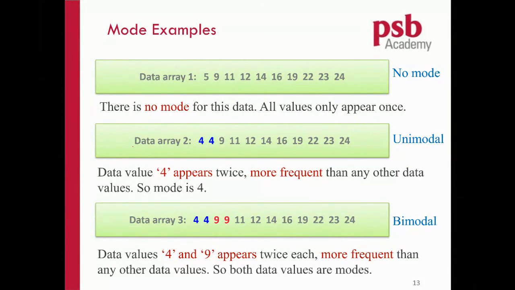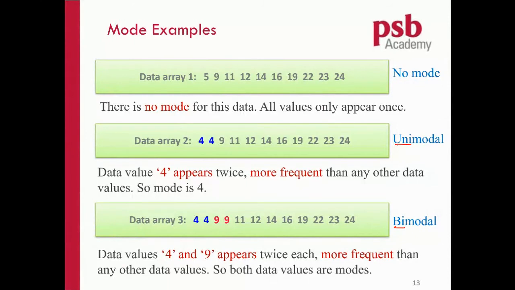Look at data set array 2, 4, 4, 9, and so on. Only one number appears more than the rest, which is the number 4. So 4 is called the mode. There is only one mode inside here, so we call that uni. Uni means only one. If you look at data set 3, 4, 4, 9, 9 and the rest, then you find that 4 and 9 are both modes. So there are 2 modes. We call that bimodal. Remember the graph where you have 2 highest points, then you call that graph bimodal. It's the same word.